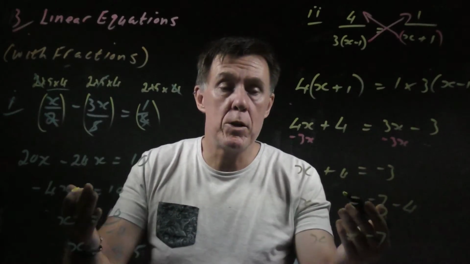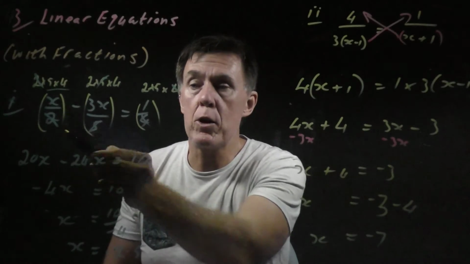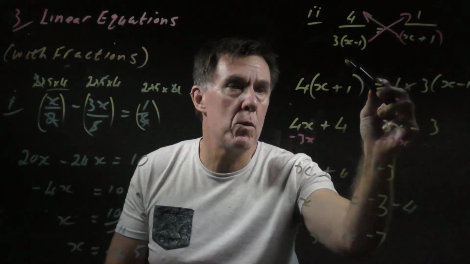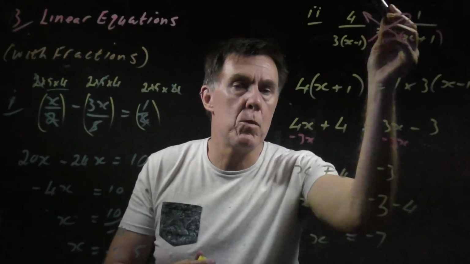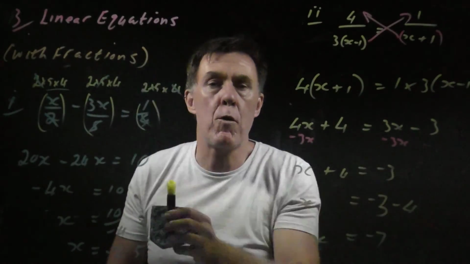That's doing linear equations with fractions. If it's like this, multiply each term by each of the denominators. If you have something even simpler like this where it's just one term on one side, one term on the other, cross multiply and you'll be good. So good luck with linear equations with fractions.